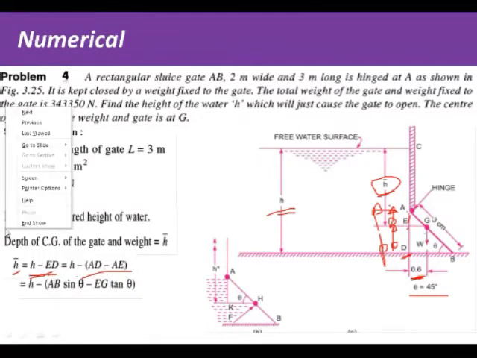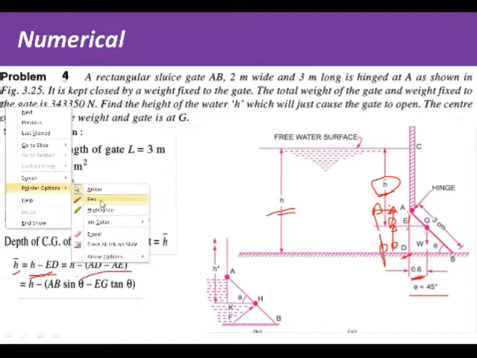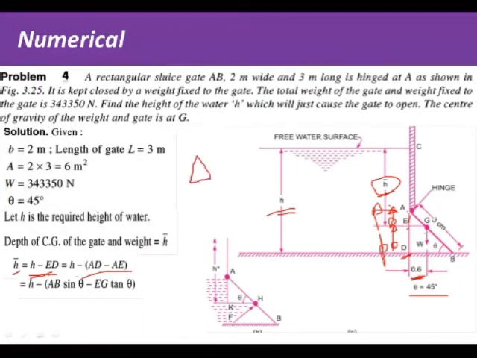Now again we will take the smaller triangle A, E, G. This angle is theta, which is 45 degree. So sine theta is opposite, opposite is EG, upon adjacent, adjacent is AG. That equals sine theta.